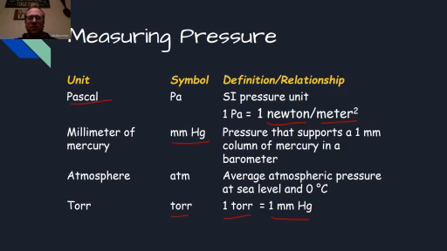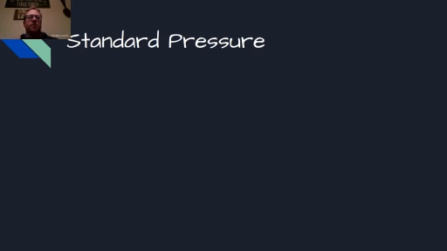To make the math easier, sometimes we'll use atmospheres, or ATM. And that's looking at the average atmospheric pressure at sea level and 0 degrees Celsius. That equals 1 ATM. So however much pressure we have at sea level, 0 degrees Celsius, that's going to equal 1 ATM. You can kind of see where this is going. We're going to need to be able to convert between these 4 different units of measuring pressure.